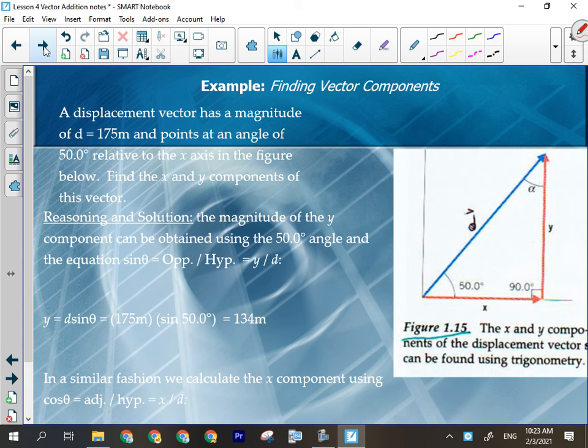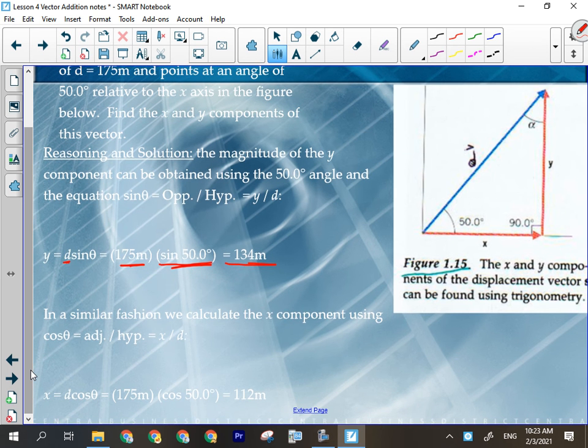Y is the opposite side, so I would go 175 multiplied by the sine of 50 degrees, because that's my angle. That side would be 134 meters, right? And for x, it's the adjacent side, so I would take the hypotenuse, multiply by the cos of 50, and it would be 112 meters long, and now I would know my two sides. Then I could use that along with the next triangle, if I was doing a vector addition question. Okay, questions so far?